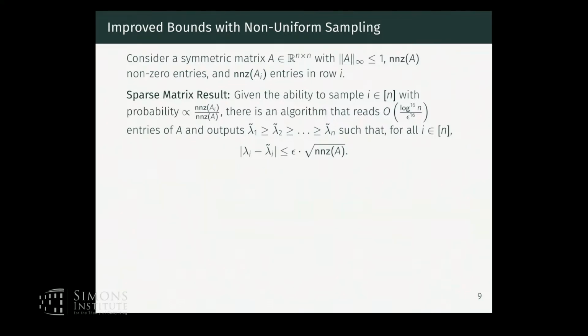If you've stored your matrix in sparse matrix format, one thing you can do is just sample a random entry of the matrix, and it will land in row i with probability nnz(A_i) divided by nnz(A). So if I have sparse matrix format, this is kind of free to do.